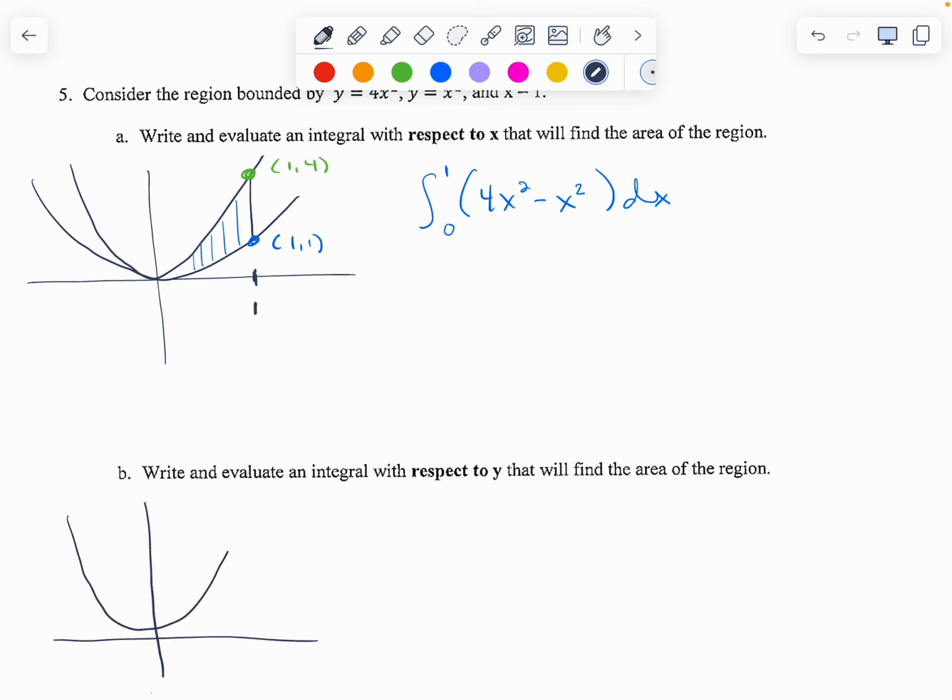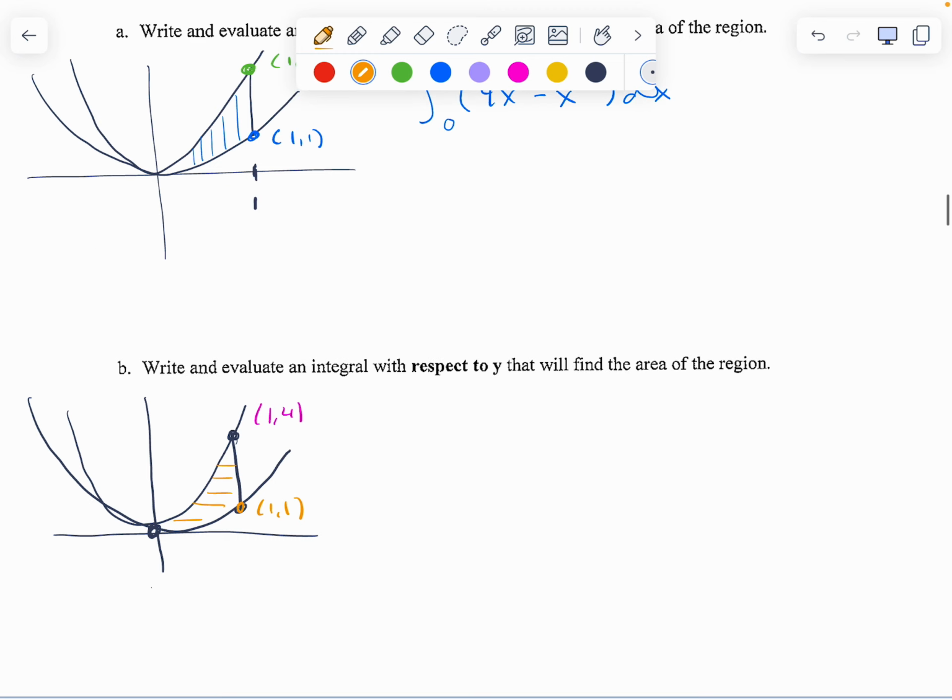So same picture. Sorry, that's kind of sloppy. This is 1 comma 4, and this one is 1 comma 1. If we're doing horizontal, this is a little funky. Do you see how there's two different chunks?